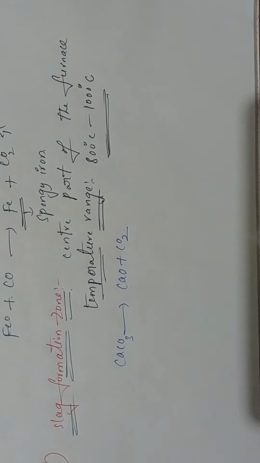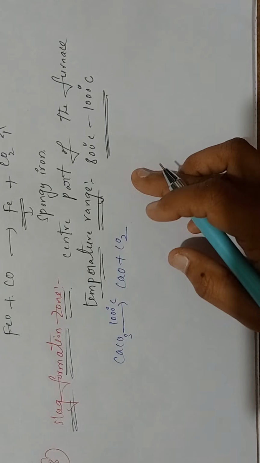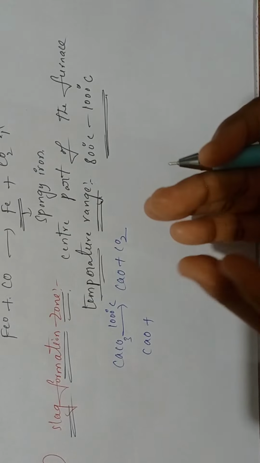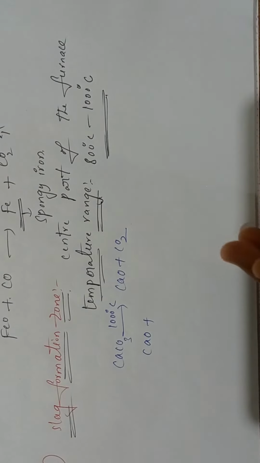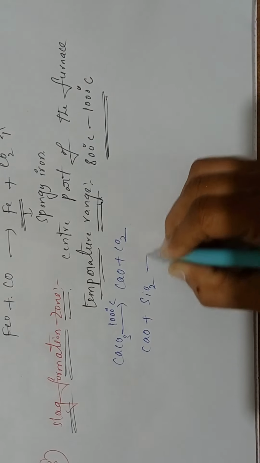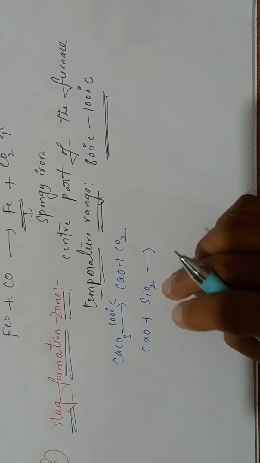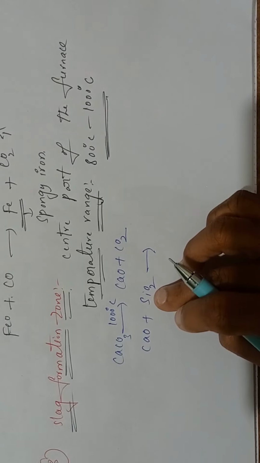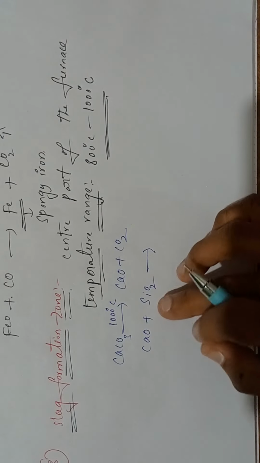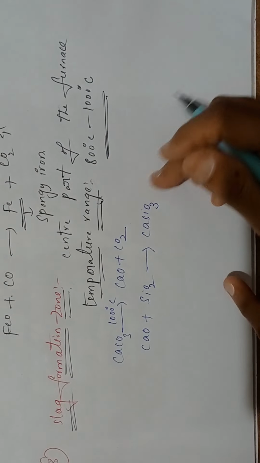At what temperature does it dissociate? At 1000 degrees Celsius it dissociates into CaO and CO2. Now this CaO is acting as a flux. When it combines with the impurity, that is the gangue particle silica present in the ore, in the hematite ore, students. Silica is a gangue particle, an impurity. So to remove this gangue particle we are using the flux, CaO. Here CaO acting as a flux reacts with the gangue particle and produces calcium silicate, CaSiO3. Are you clear? Calcium silicate is formed.